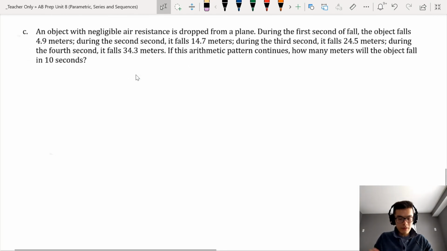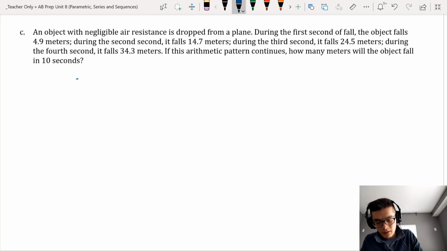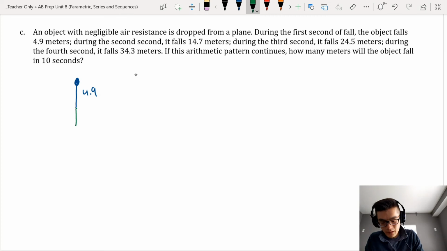All right, this one's probably going to be the easiest by drawing it out. So let's try that. Object with negligible air resistance. So physics folks, we're going to ignore air resistance here. During the first second of the fall, we're just going to assume it's falling straight down. Object falls 4.9 meters. That's within the first second. Let's change colors. During the second second, so between the first second and the second second, it drops 14.7 meters.